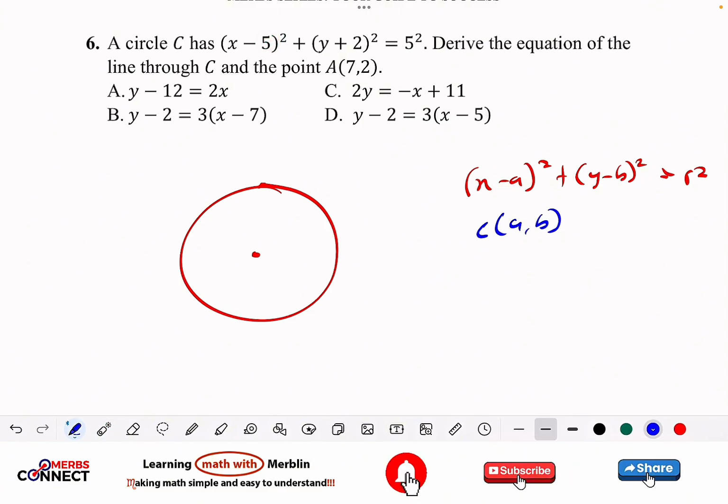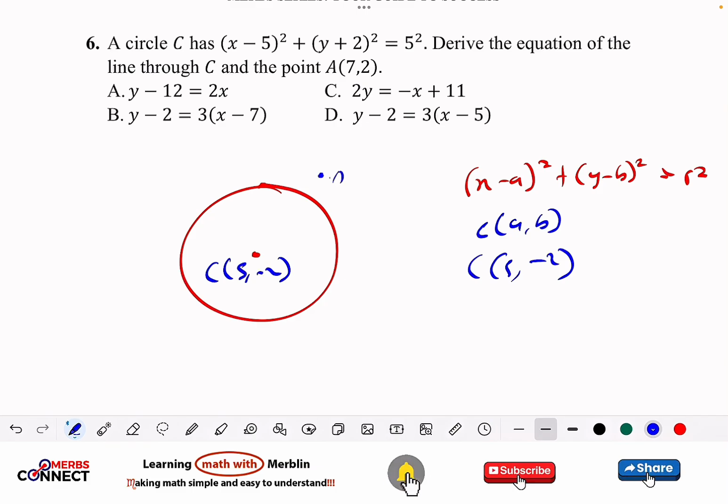So here we are going to have 5. And then there is minus here. Since there is no minus here, it is the same as minus minus. So this is going to be minus 2. So the center is 5 and minus 2. And then we have a point. Let me say a point somewhere here. We don't know whether that's the radius.